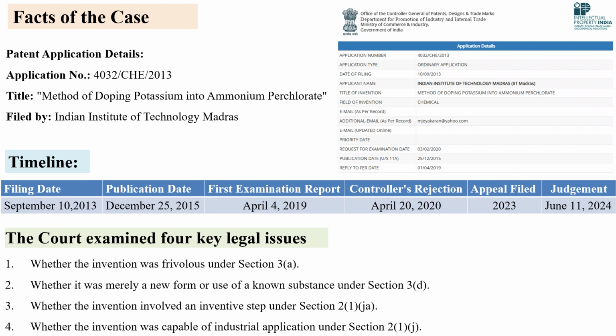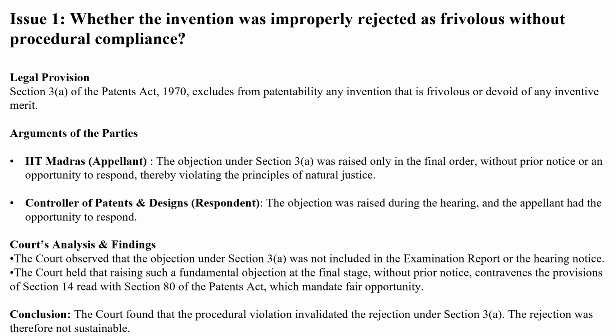So coming to the first issue: was the invention frivolously rejected without procedural compliance? Talking about the legal provision, Section 3, Clause A of the Patent Act 1970 excludes frivolous inventions. IIT Madras argued that this objection was raised only in the final order, without giving prior notice or an opportunity to respond, thereby violating the principle of natural justice.